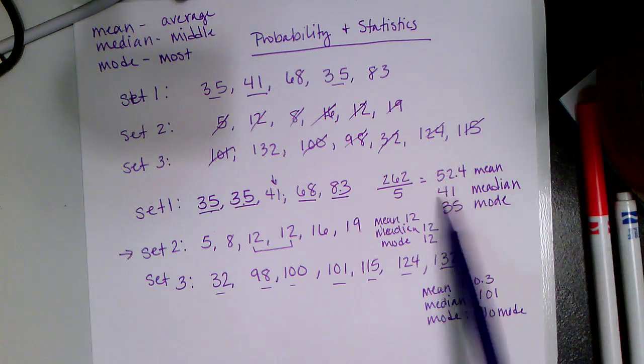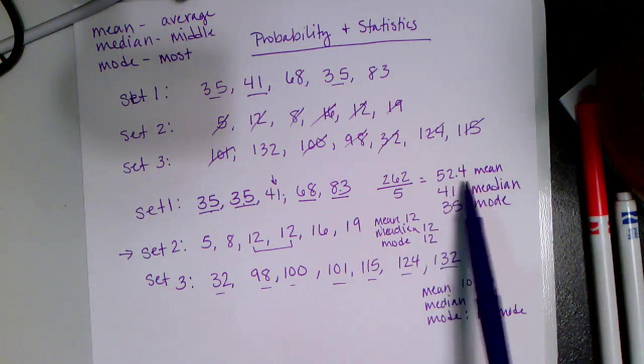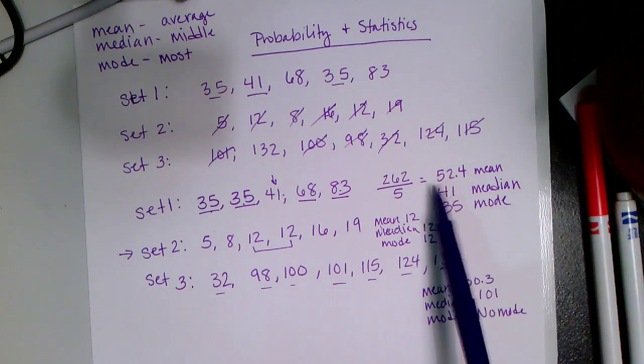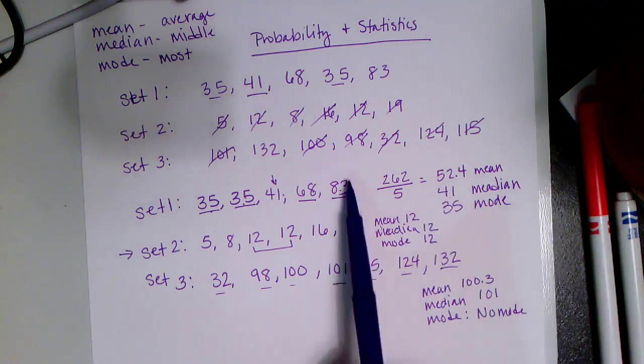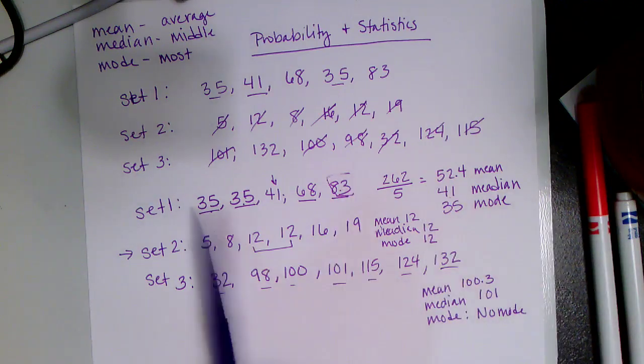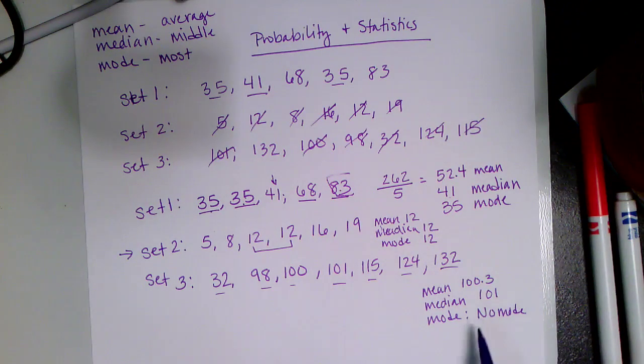So that means our middle number is 41, but our average amongst them is 52. So there's kind of an outlier there, which this 83 is quite a bit bigger than the rest here. And then for our set 3, we do have this outlier down here, 32. But when we look at our mean and our median, they're pretty much the same.